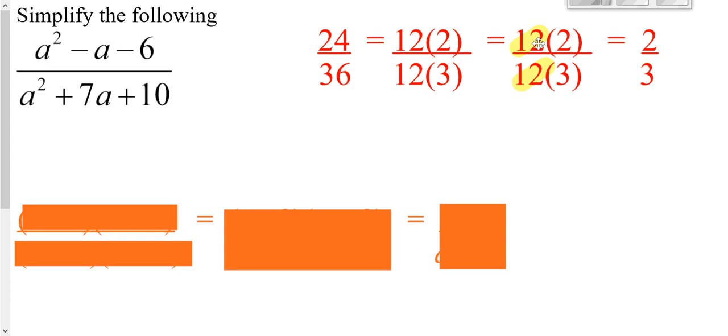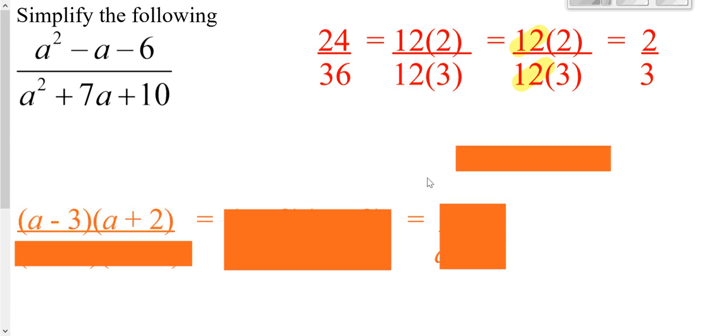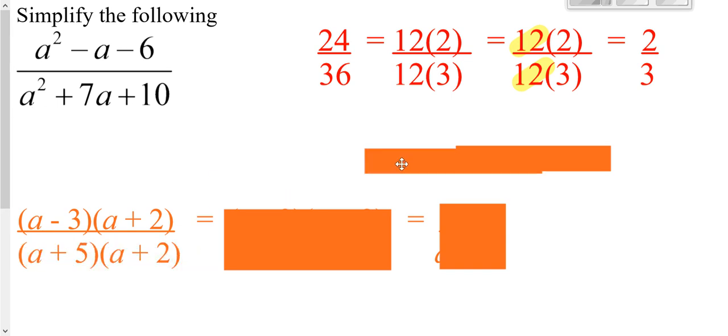In other words, you can cross out things that are multiplied on the top and multiplied on the bottom. You'll notice over here our a squared is not multiplied on the top and multiplied on the bottom. So you need to do your factoring. So you'd want to do AC factoring on the top, and you would eventually get this. Do your AC factoring on the bottom, and you would eventually get this.